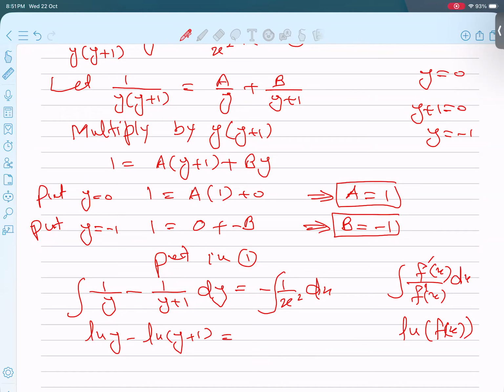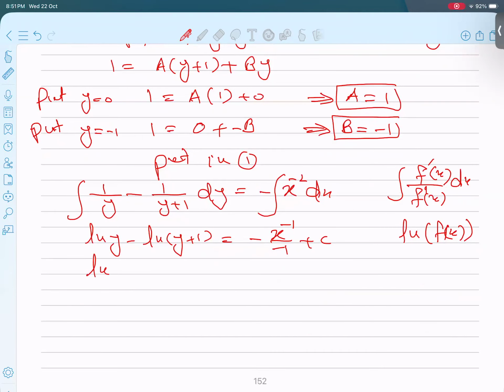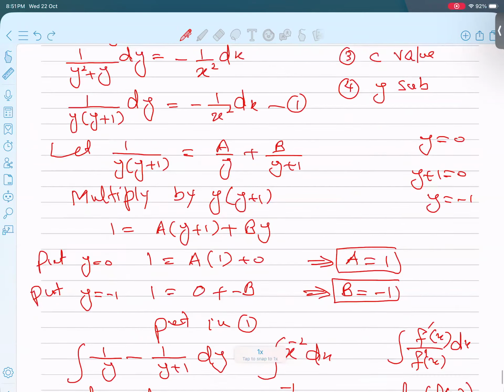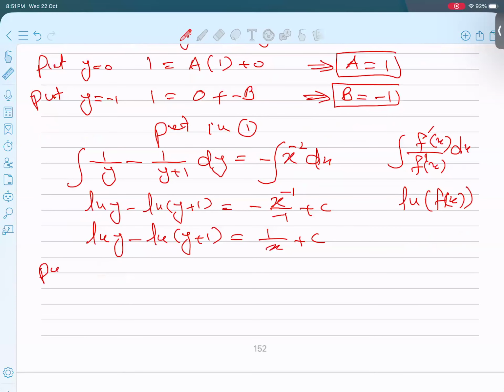What about this? I am bound to bring it up, so x to power negative 2. When I integrate it, I increase the power by 1 and divide by the same, plus c. I hope this part is very clear. Now students, what to do further? I will simplify and then plug in the limits. ln y minus ln y plus 1, and negative positive, I get 1 over x plus c. Now I'll plug in the limit values. The values given are x1, y1. So I put x1 and y1.